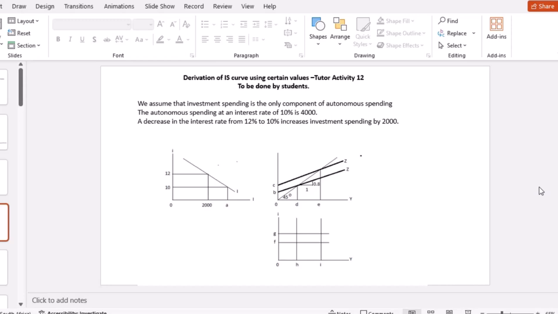So the second question is, calculate the value of the multiplier. It's 5. Yeah, tell us how you got 5.